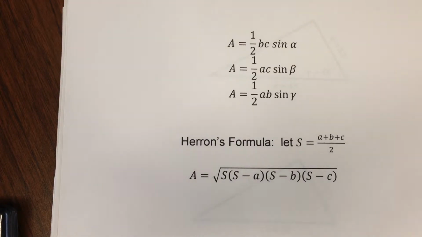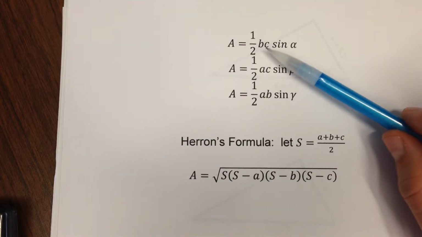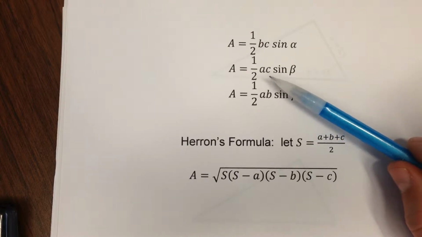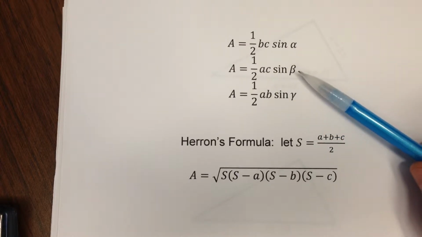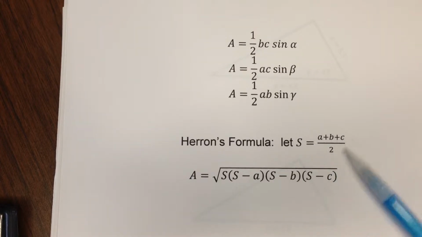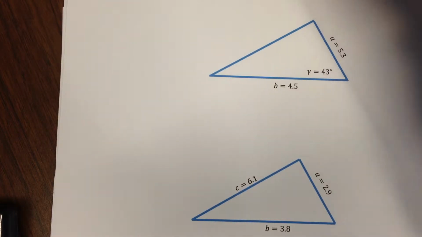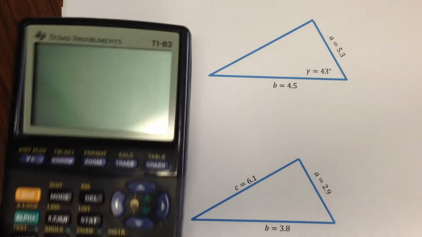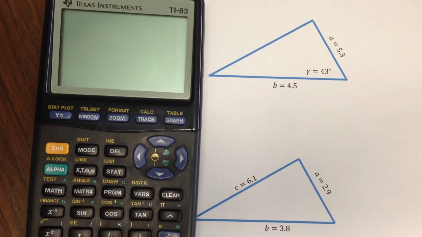When you're calculating the area of a triangle, you can use any of these three formulas where you know two side lengths and the angle between them, or you can use Heron's formula where you calculate half the sum of the side lengths and put it into that formula. I've got three examples here, so let's see what we can do in these.